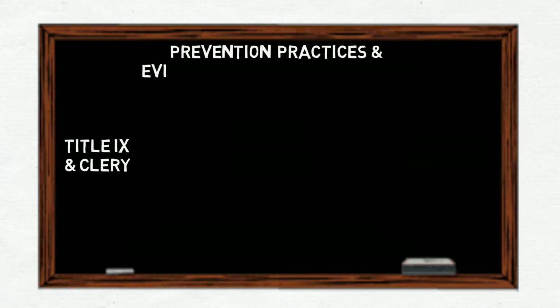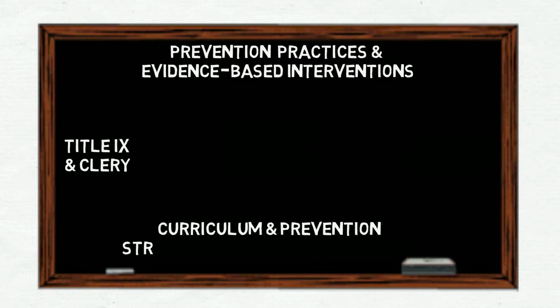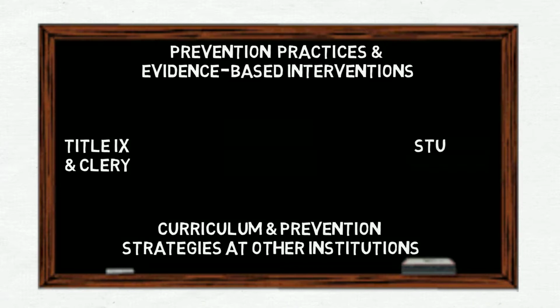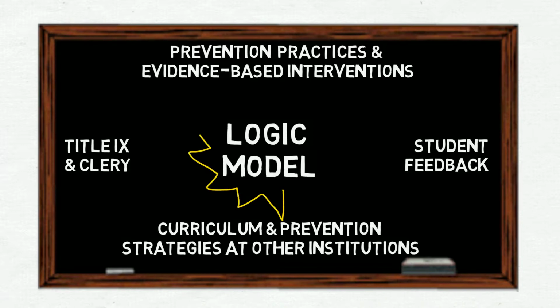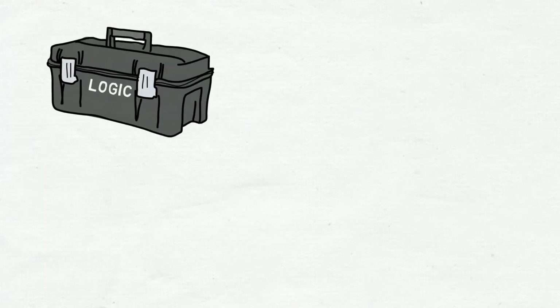Throughout the first year, we reviewed federal guidelines for Title IX and the Clery Act, researched prevention practices and evidence-based interventions, explored curriculum and prevention strategies at other institutions, reviewed and incorporated student feedback, and constructed a logic model to guide our work. So what's a logic model? It's a tool to help us design programs that actually work.